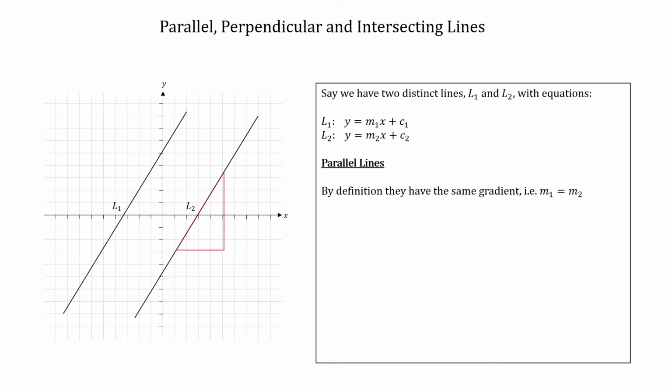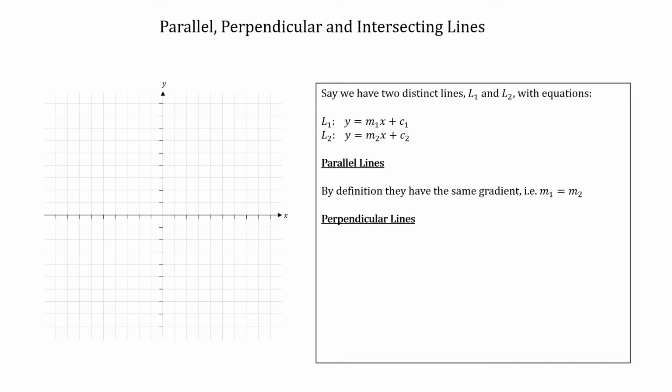We can illustrate that by showing this triangle. We know that the gradient is calculated by dividing the vertical side of this triangle by the length of the horizontal side, and we could shift this triangle over here and it would fit onto this line perfectly because they're parallel, so we'd get the same gradient.